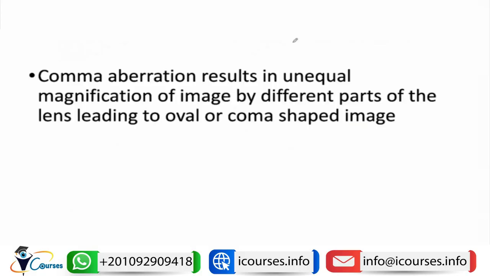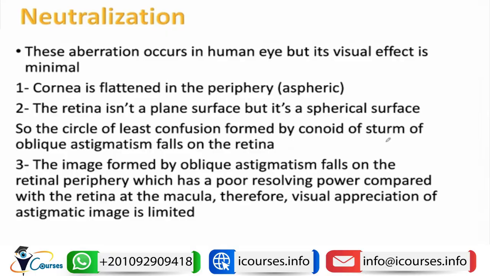So coma aberration basically results in unequal magnification of the image by the different parts of the lens, leading to oval or coma-shaped magnification. So again, the lens periphery is the one in charge. The lens periphery causes different magnification sizes of the image, so that the original image has a shadow of different size, leading to the coma shape. So how could it be neutralized?